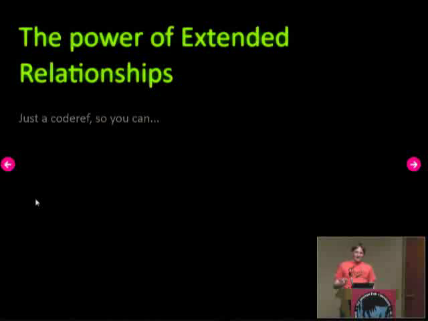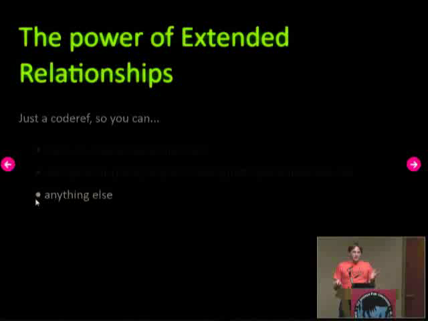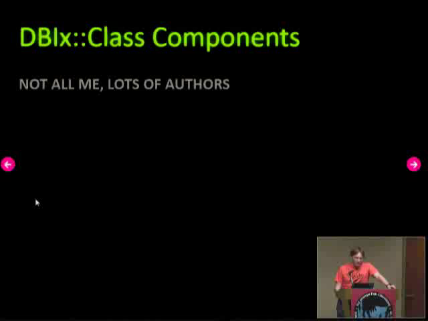Okay, we talked about extended relationships a little bit before. I just feel like I need to mention they're just a code ref. So you could warn if people were using deprecated relationships, or use dynamic scope to have parameterized relationships. But really, you can do whatever you want because it's a code ref. That's a really cool thing that I think probably no one has taken advantage of yet, not that I know of.